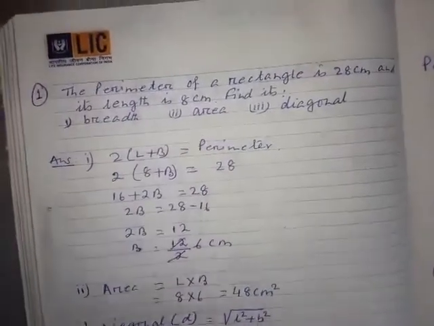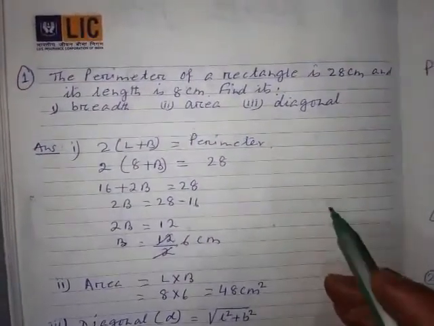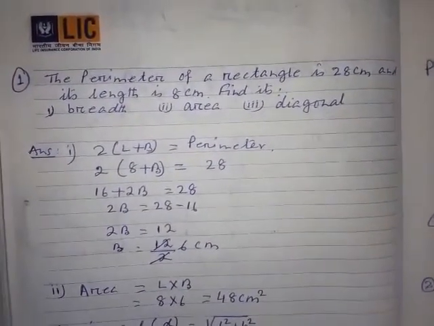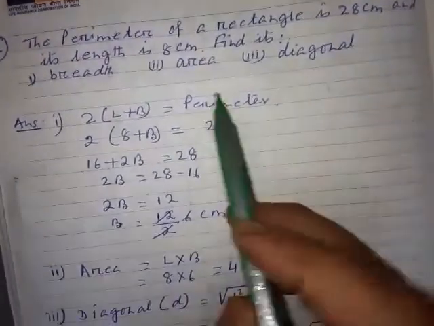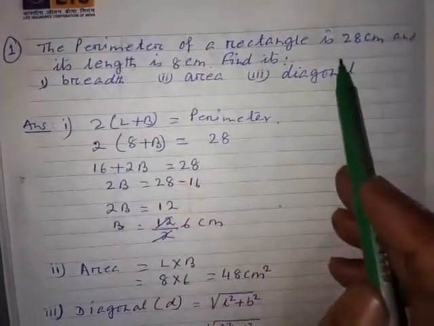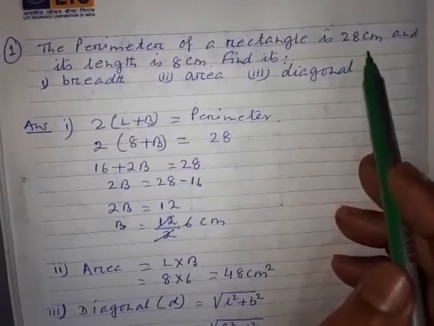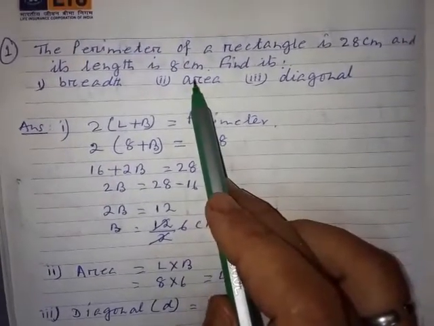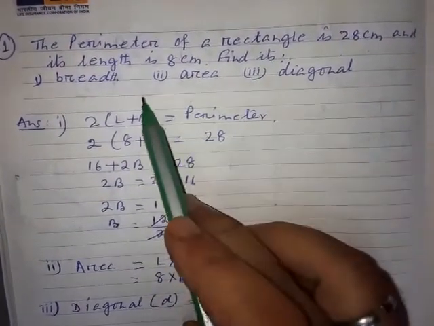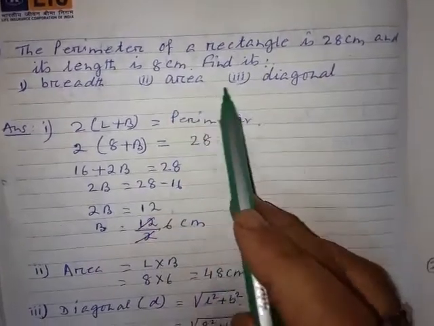Now, on the basis of the formulas I have already discussed, I am going to solve two problems today, only two. First problem: the perimeter of a rectangle is 28 centimeter and its length is 8 centimeter. Find its breadth, area and diagonals.